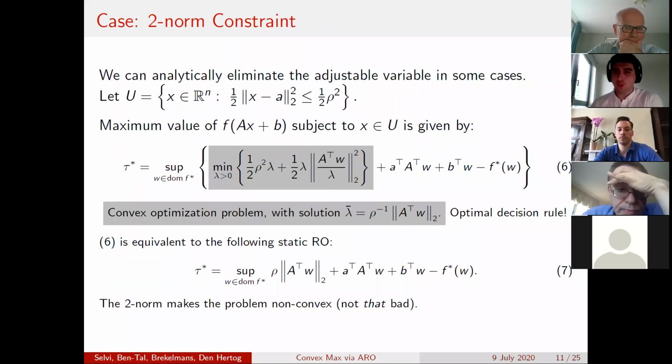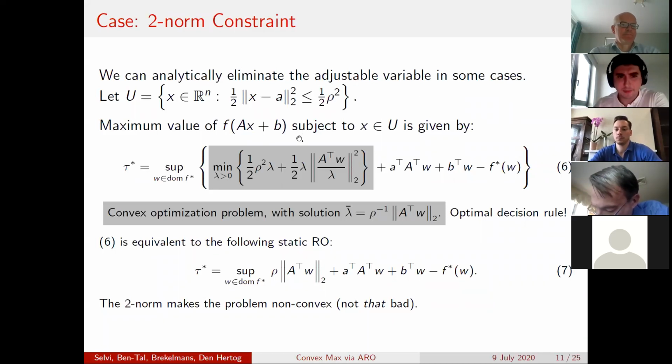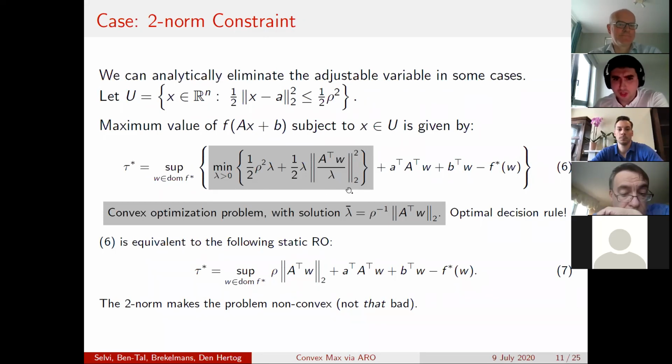Now let me completely derive also the upper bound step for a case. So in this case, U consists of a single two-norm constraint. So we are maximizing a closed convex function f over this two-norm constraint. And we just apply the theorem, and it directly gives us problem 6. So we know that problem 6, the tau star here, has the global optimum value of the original convex maximization problem. But in this case, the inner minimization problem over lambda is a convex optimization problem. So we can just take the first order conditions here, and we can derive an explicit solution for lambda. And in this case, we know that this is the optimal decision rule. So we just eliminated the adjustable variable.